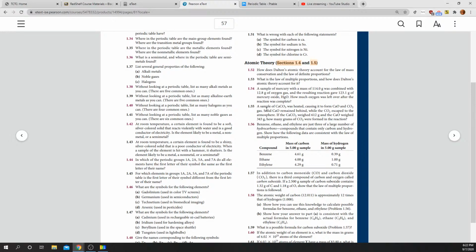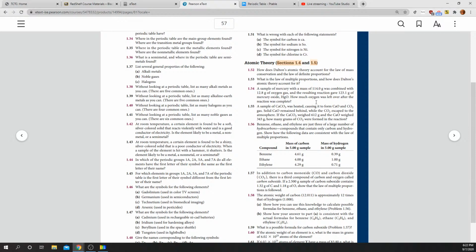All right, 54. A sample of mercury with a mass of 114 grams combined with 12.8 grams of oxygen, and the resulting reaction gave 123.1 grams of mercury oxide. How much oxygen was left over after the reaction was complete?